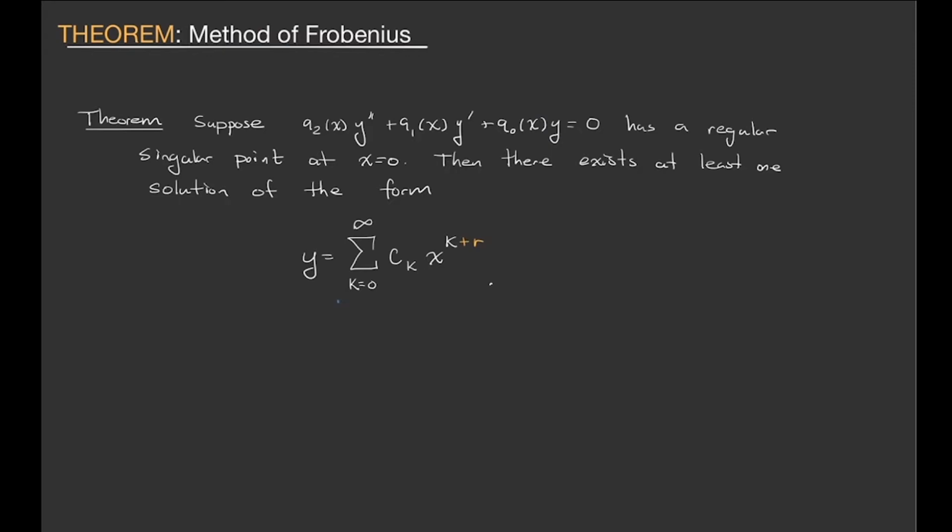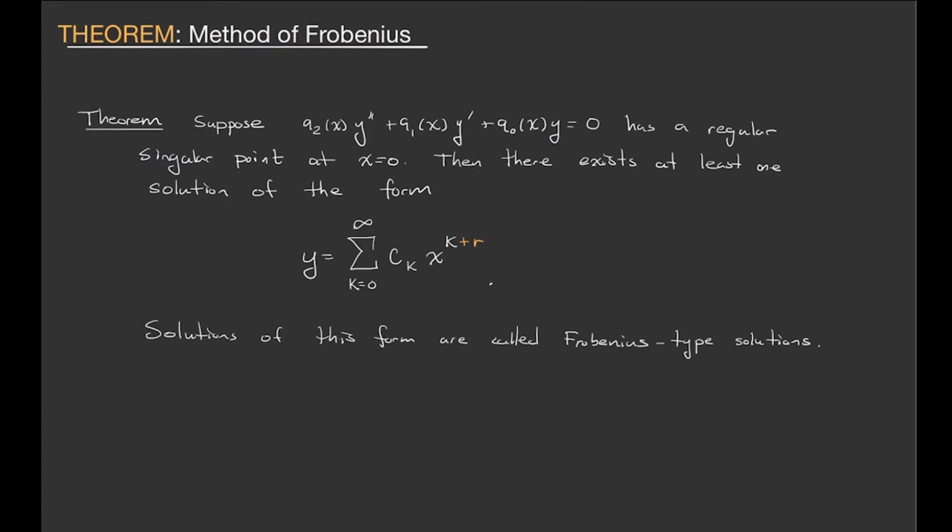We have a series centered about 0, like we've seen before, but the only caveat is now we have an additional plus r here. If we left that off, we would have just the typical type of series solutions that we've been using, but now we have a plus r, where that r doesn't have to be an integer, it could be a rational number as well. And if you have a solution of this form, it's called a Frobenius type solution.